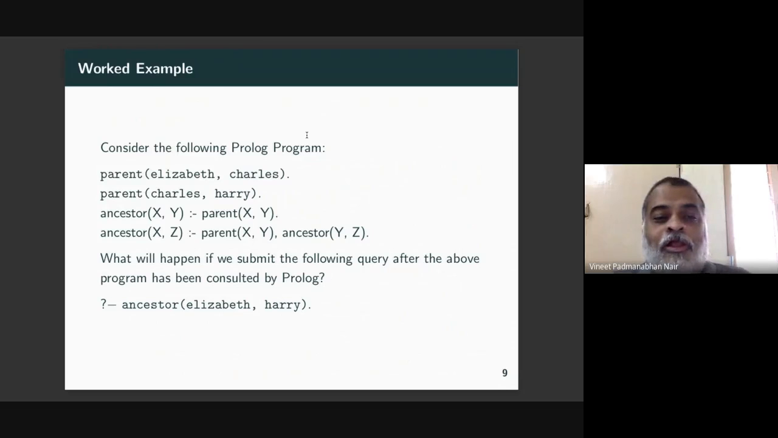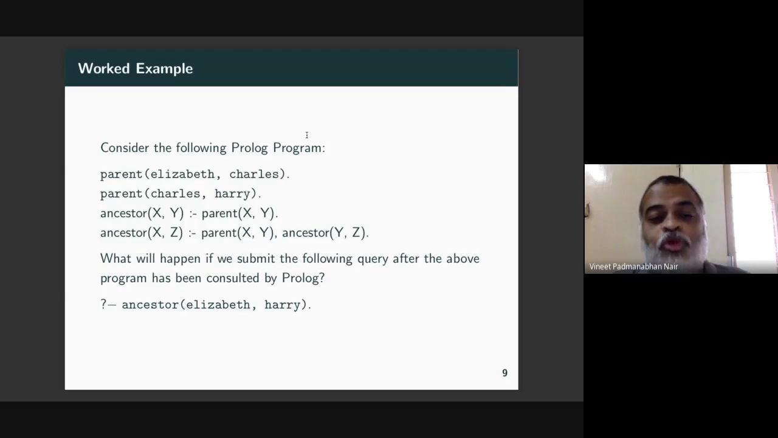So I have written here, parent is the one which is outside, and inside the brackets I have given 2 names, Elizabeth and Charles. So it could mean that Elizabeth is the parent of Charles, but in some books it will be interpreted the other way. Instead of interpreting Elizabeth is the parent of Charles, it would be mentioned as Charles is the parent of Elizabeth, but we'll stick to one. So the first one which comes, we will interpret that way. Elizabeth is the parent of Charles. Charles is the parent of Harry.